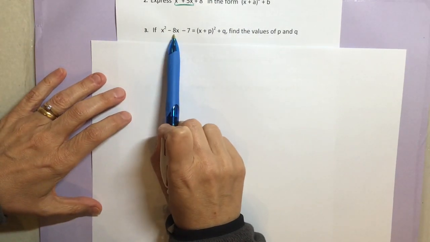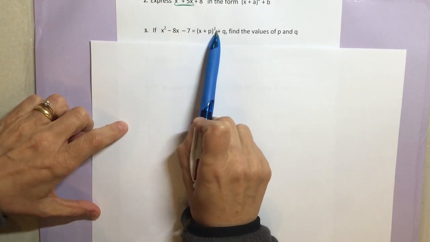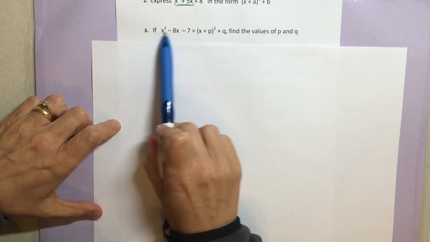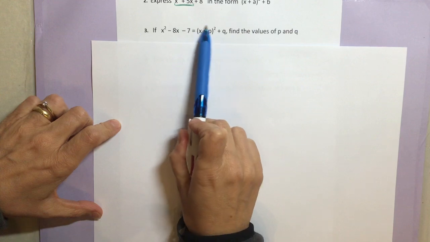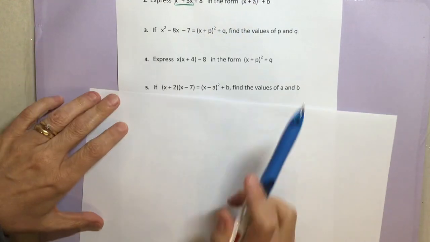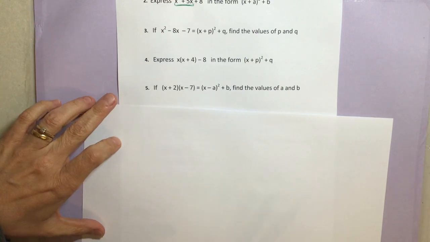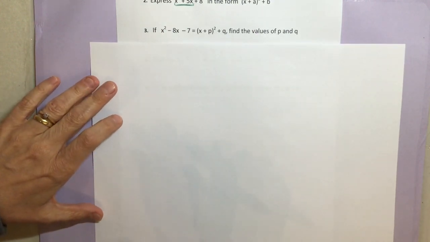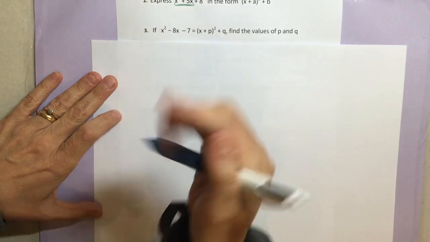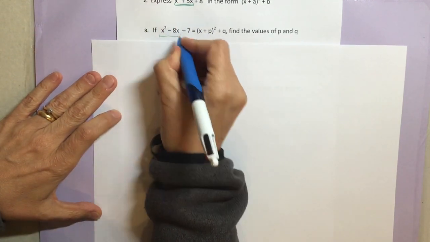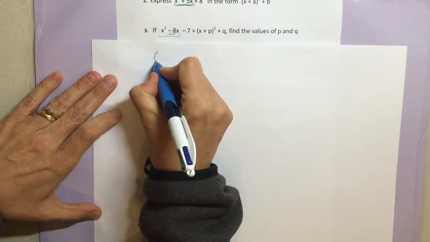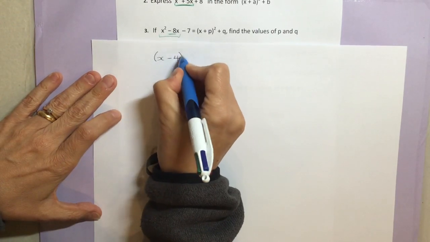If x squared minus 8x minus 7 equals x plus p all squared plus q, find the values of p and q. And again, it doesn't tell us to complete the square, but the clue is here. Whenever you see something like this sort of expression, then it is definitely asking us to complete the square. So let's do this one. Halve the coefficient of x, so this time half of minus 8 is minus 4. So that's going to give us x minus 4 all squared.